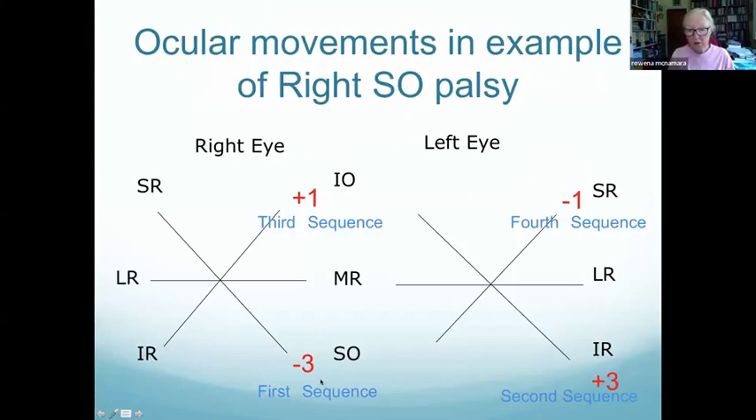Transferring that onto our chart, we've got the primary underaction of the right superior oblique. That's our first stage in the sequence. We've got the overaction of the contralateral inferior rectus. That's our contralateral synergist. Stage 3, we've got the overaction of the ipsilateral antagonist, the inferior oblique. And stage 4, we've got underaction of the superior rectus in the contralateral eye, which is the contralateral antagonist.